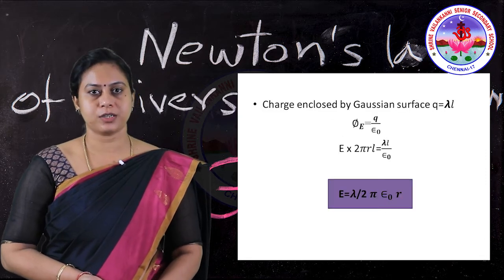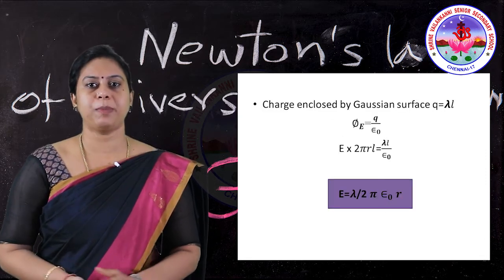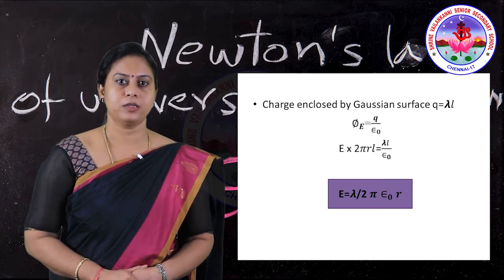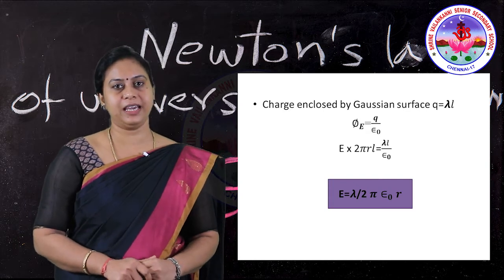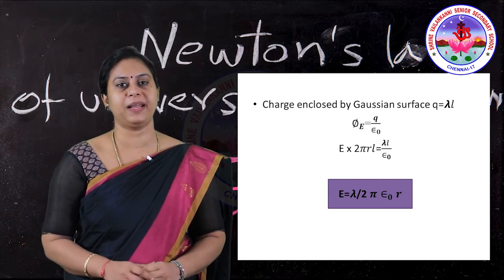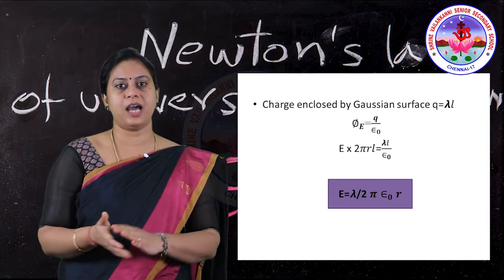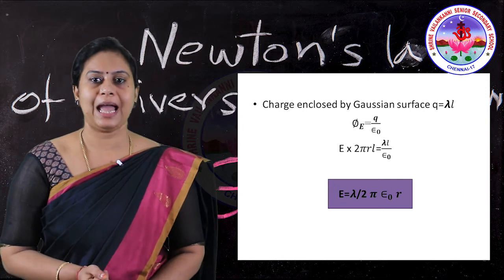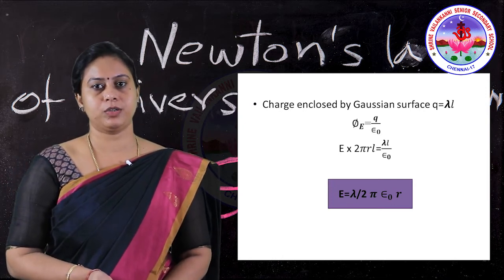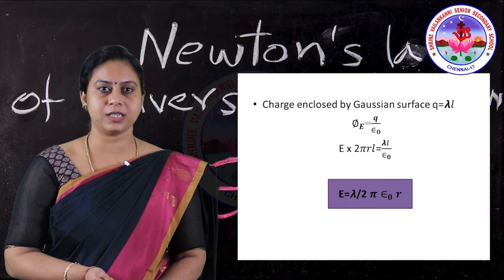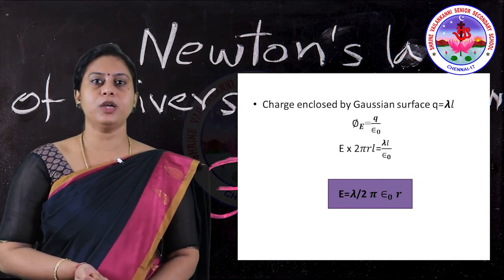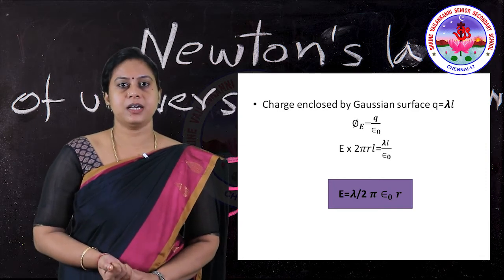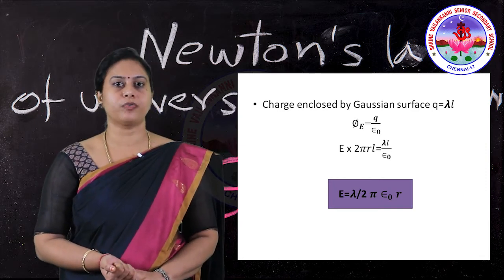Then the charge enclosed by the Gaussian surface Q is equal to lambda L. So phi E is equal to Q by epsilon naught. Applying the flux value and the charge, we get E into 2 pi rl equal to lambda L by epsilon naught. So what is the value of the electric field? E is equal to lambda by 2 pi epsilon naught r. Here the electric field is inversely proportional to the distance from the line charge.